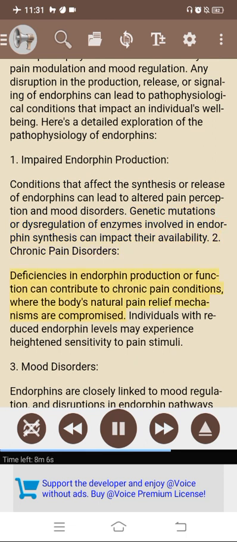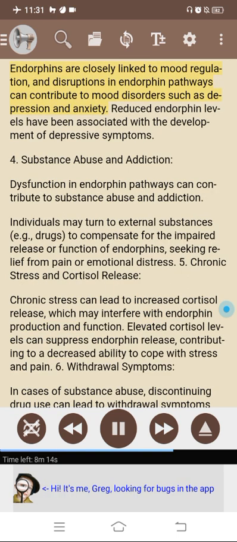2. Chronic pain disorders. Deficiencies in endorphin production or function can contribute to chronic pain conditions, where the body's natural pain relief mechanisms are compromised. Individuals with reduced endorphin levels may experience heightened sensitivity to pain stimuli. 3. Mood disorders. Endorphins are closely linked to mood regulation, and disruptions in endorphin pathways can contribute to mood disorders such as depression and anxiety.